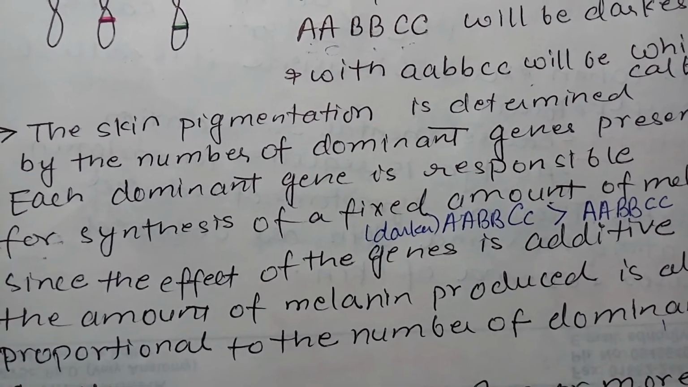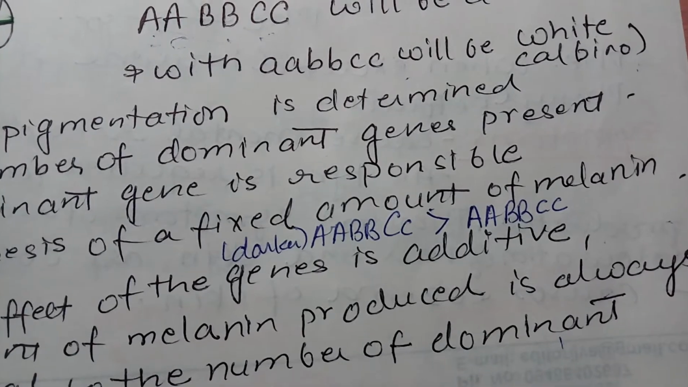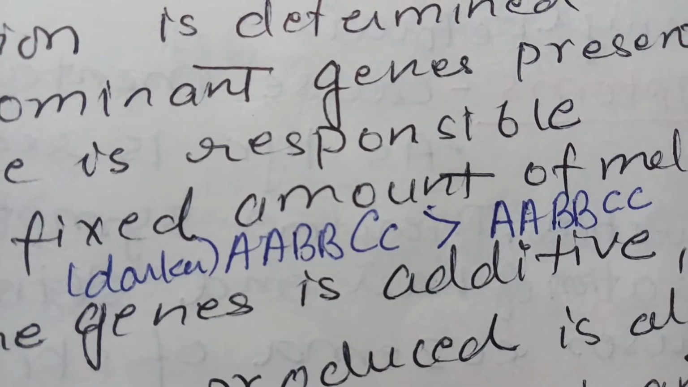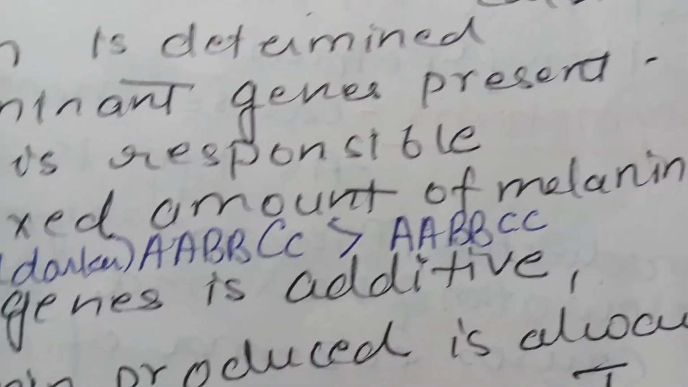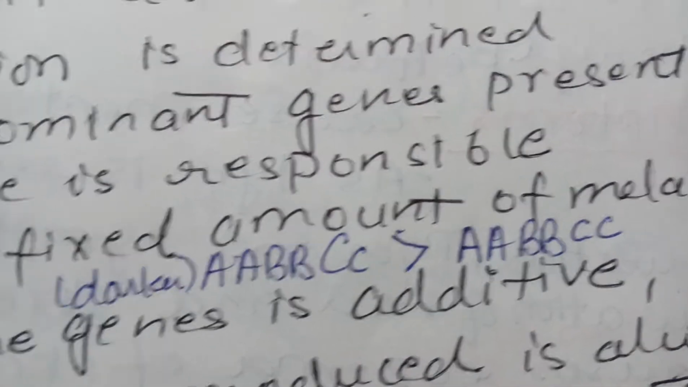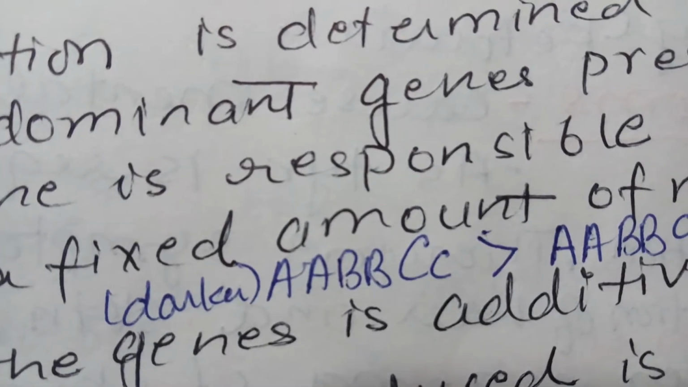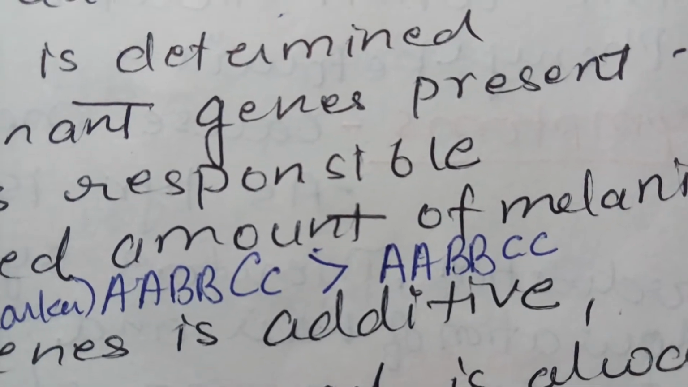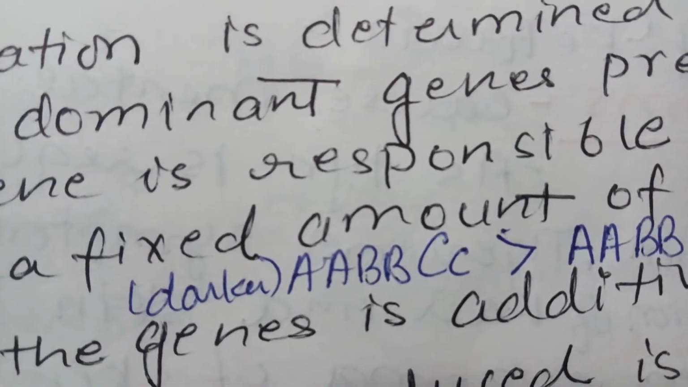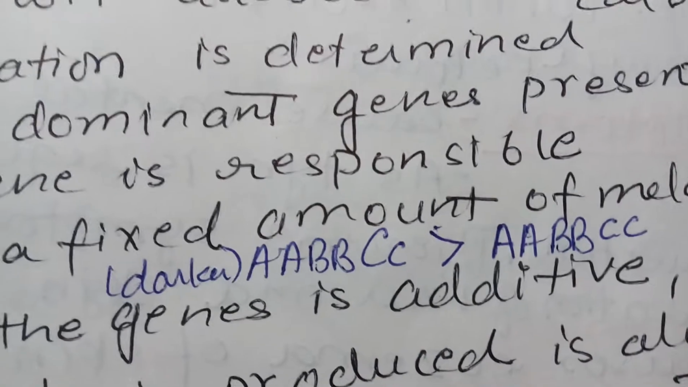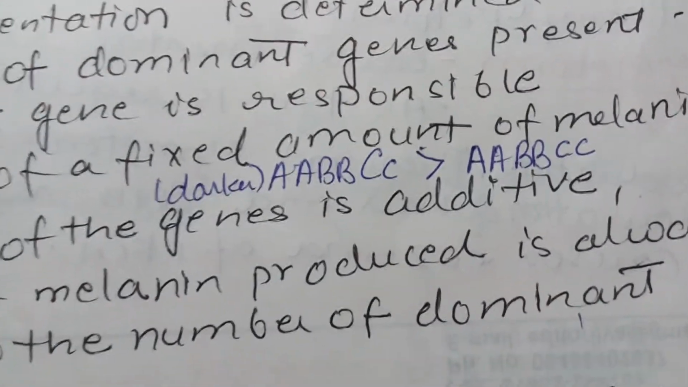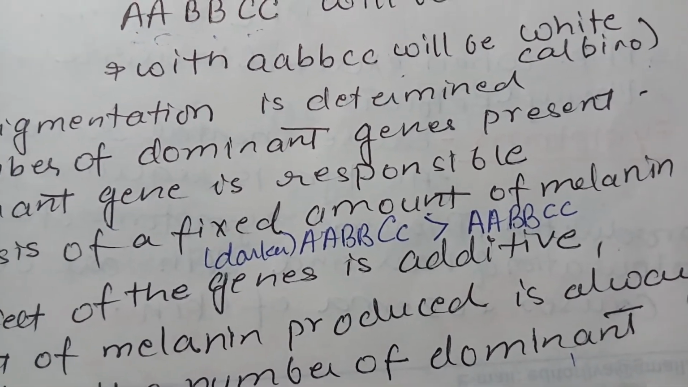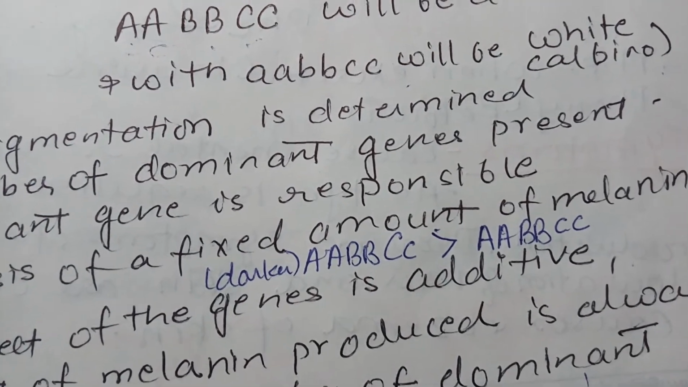Each dominant gene is responsible for synthesis of a fixed amount of melanin. What does that mean? Suppose more of the dominant genes are there, suppose A, B, B, C and small c, and A, B, B, small c, so this is having one extra dominant. Here are 5 dominant alleles, here only 4 dominant alleles. So this will be darker than this. So the more the number of dominant alleles, the darker the color will be. And this is called quantitative expression.